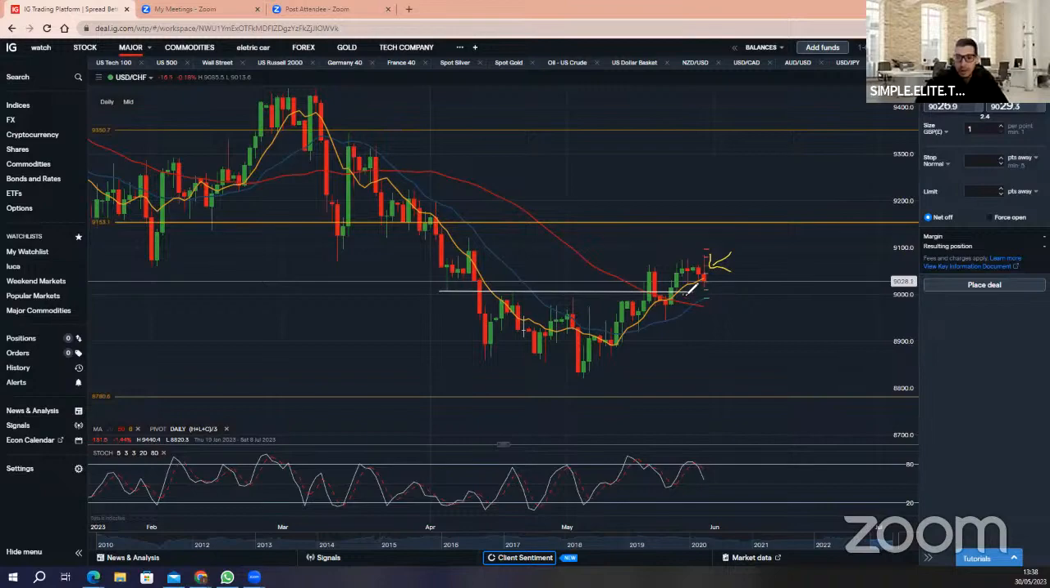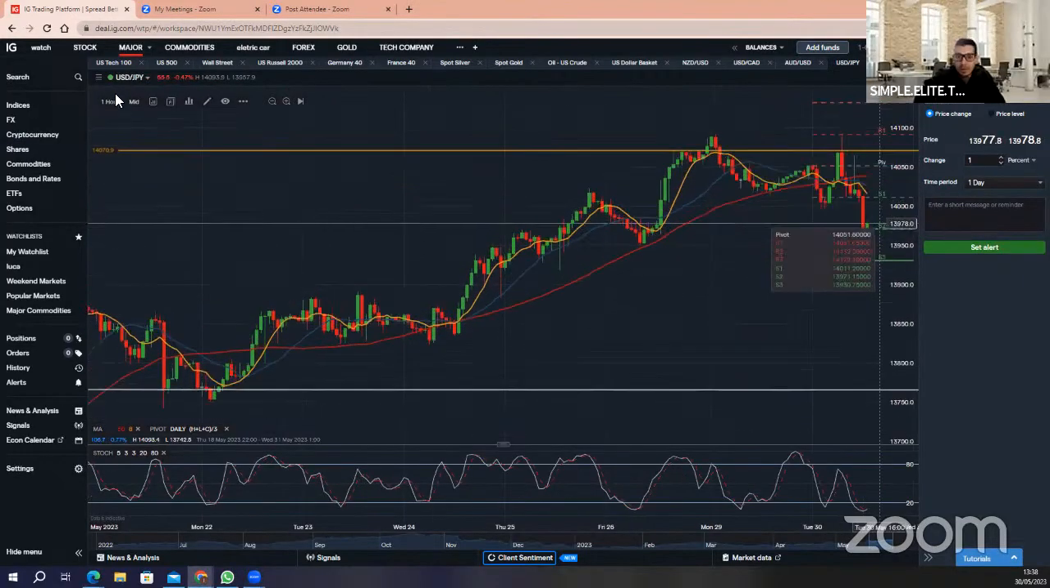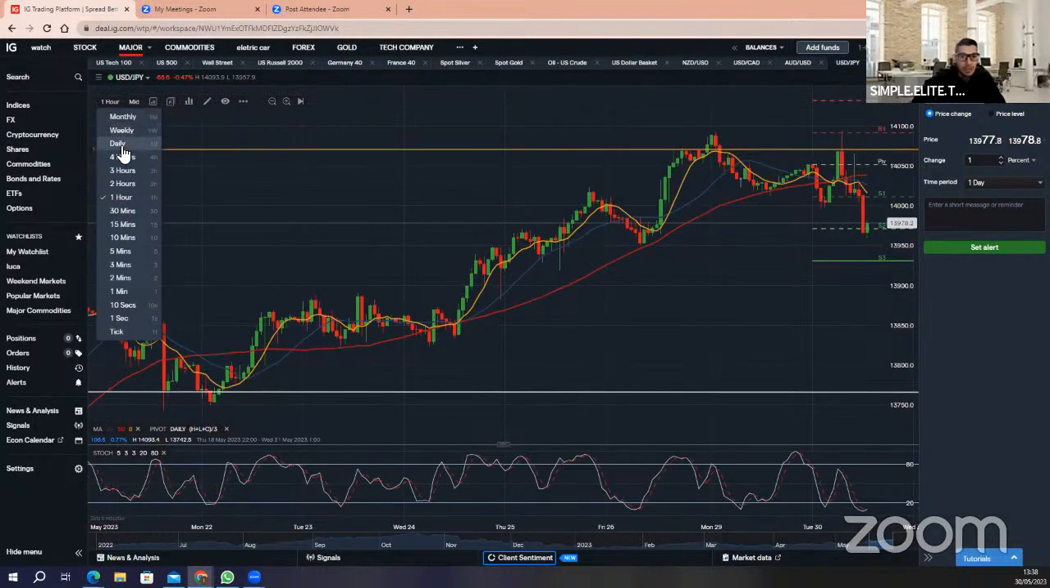So let's see if price starting at below this level here, this $90, and see if price starts to go lower. It's not top of my list, dollar Swiss franc, but I'll analyze the chart.